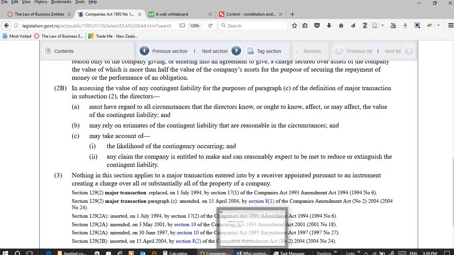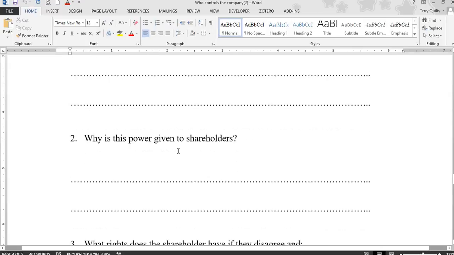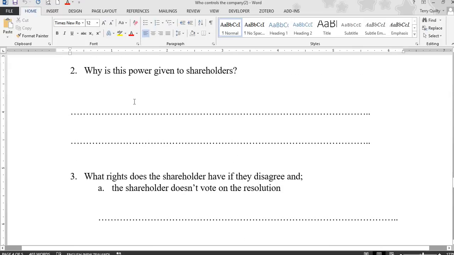Now, if we turn back to the worksheet, to summarize it, we just went through what is a major transaction. Then you ask the question, well, why? Why should they have this power? Well, the key to that, if you think about it, is in the words half the value of the company's assets. So this is a very, very significant or major transaction. And so shareholders are, of course, the owners and investors of the company, and so it's reasonable that they have a say in this matter.